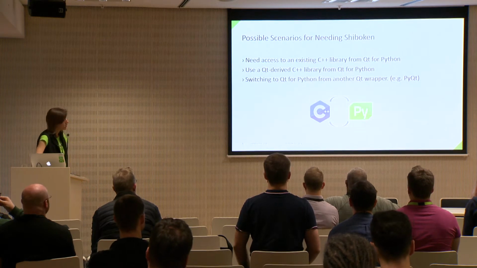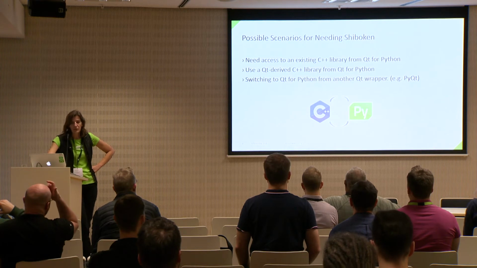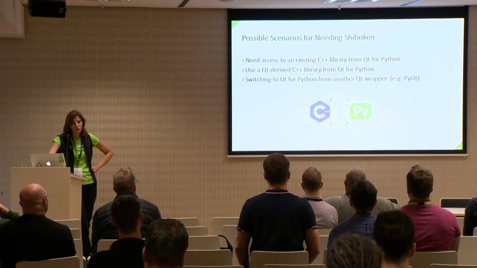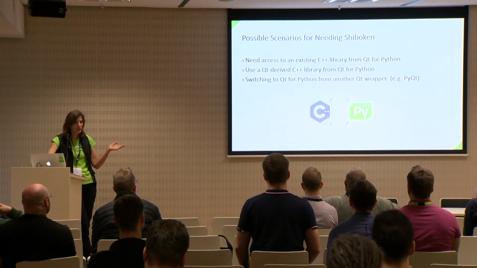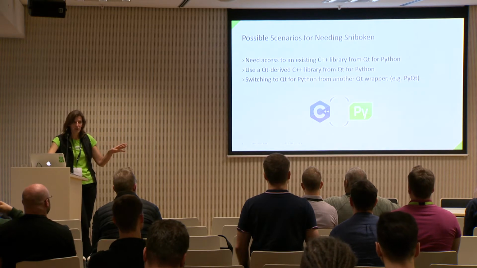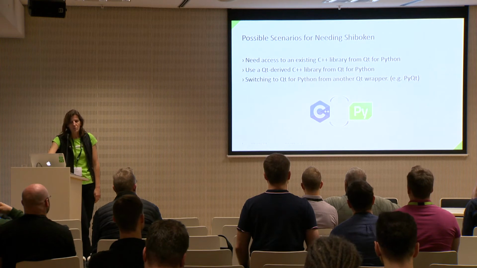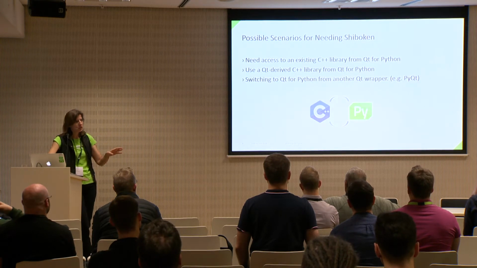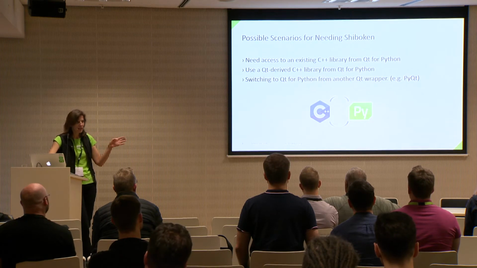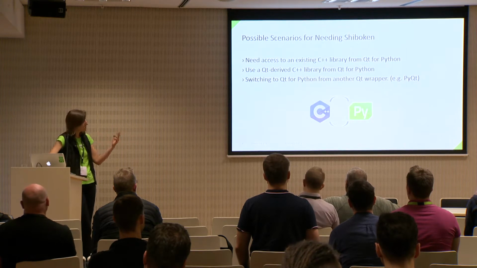So what are some possible scenarios where you would need Shiboken? It could be that you have an existing C++ library that you want to use from Qt for Python. This library could be proprietary, or it could just be something that's been well tested, well used. You don't want to rewrite it all in Python. You just want to use certain functionality from it. Another thing is that you're a seasoned Qt developer who's developed all these great tools using Qt, and you don't want to rewrite those in Qt for Python, and so you want to access that.